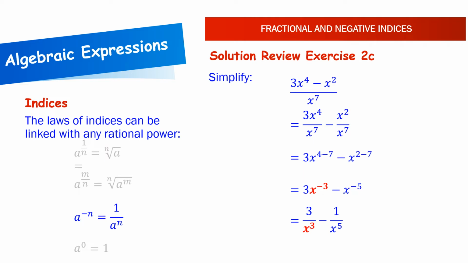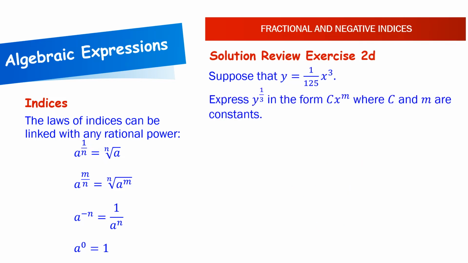And finally, we can express this as 3 over x cubed minus 1 over x to the 5, as shown. And now for exercise 2d.